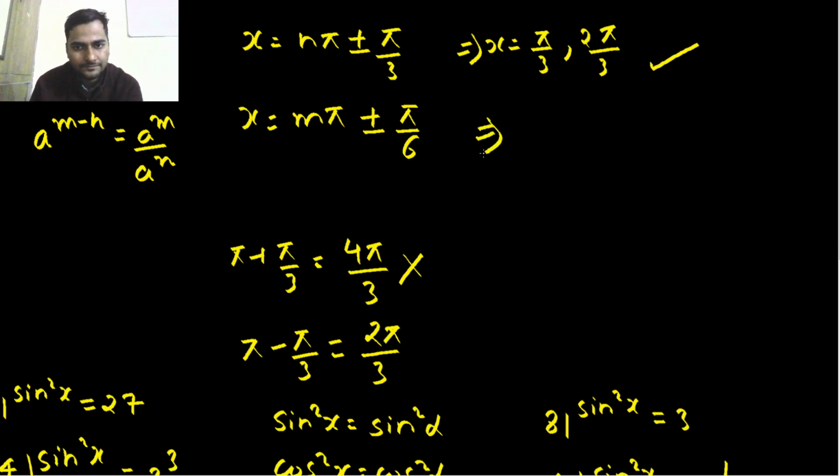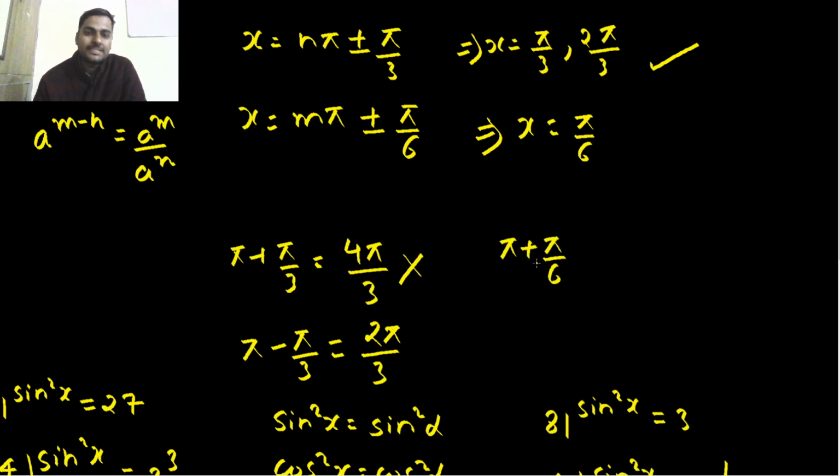From the second, put m as 0, you are going to get plus minus pi by 6. Again, minus pi by 6 rejected, pi by 6 accepted. What can be the other values? When you put 1, you are going to get pi plus pi by 6. Again, not accepted.